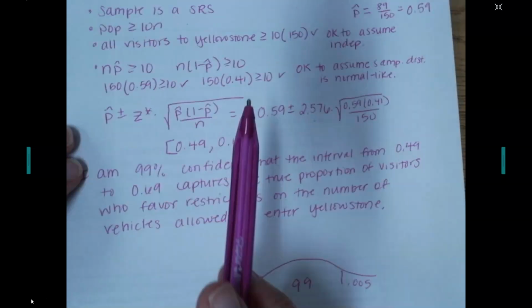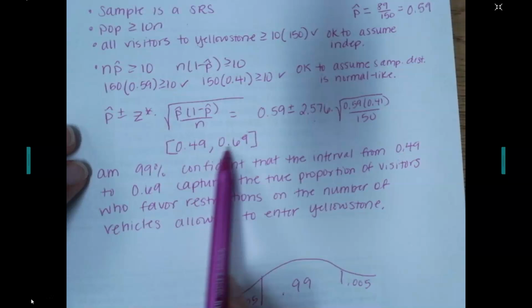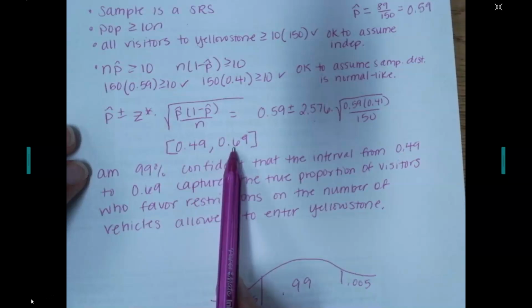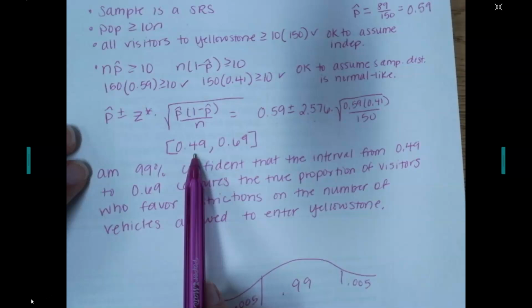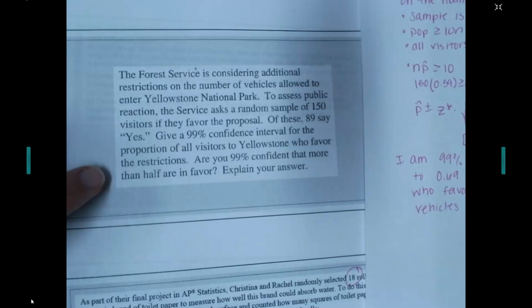So let's go back to this. Are you 99% confident that more than half are in favor? Is that whole interval higher than half, 50%? No, I've got a plausible value that's below 50. So no, I am not 99% confident that more than half are in favor.